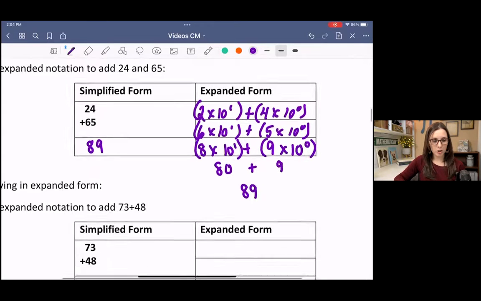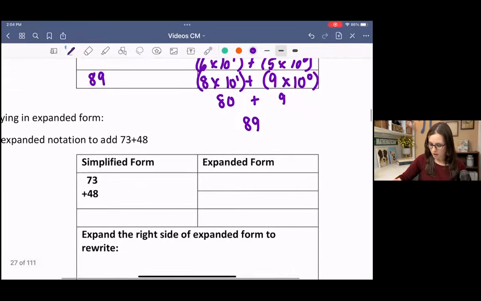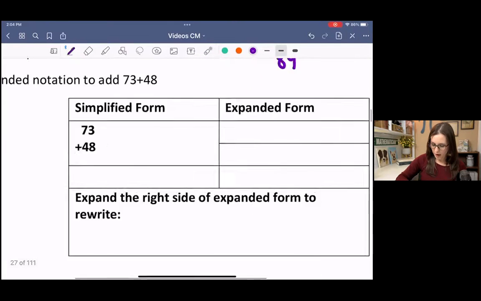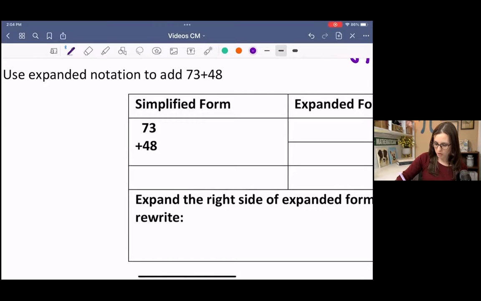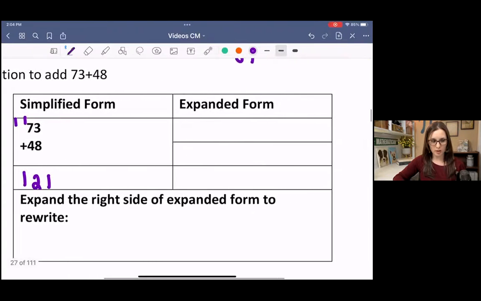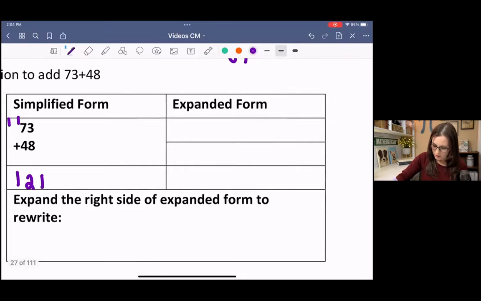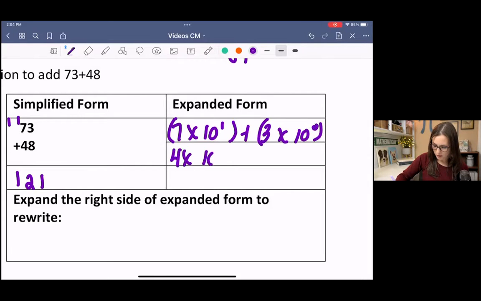Now the next one, we are going to do a little bit of carrying. So we know that if we were to add this old school style, traditional style, 8 plus 3 is 11, carry the 1. 7 plus 4 is 11, plus 1 is 12, carry the 1 over one more value, and we get 121. So let's look at this in expanded form to see how that translates. We've got 7 times 10 to the first, plus 3 times 10 to the 0, plus 4 times 10 to the first, plus 8 times 10 to the 0.